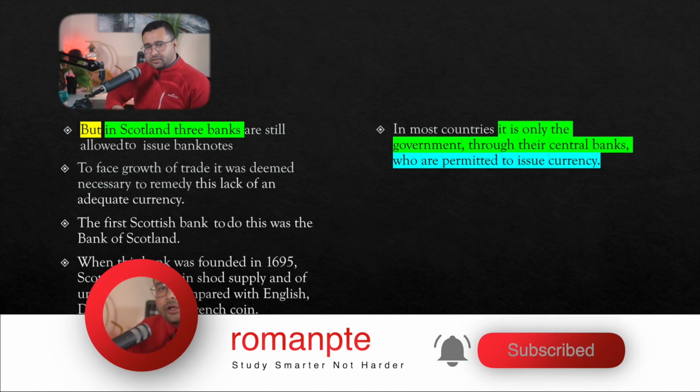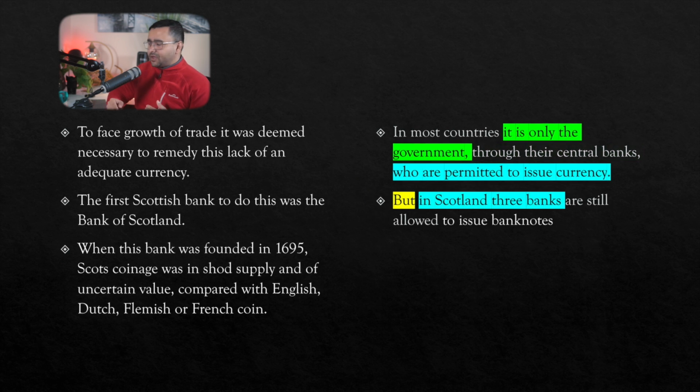In other countries it's mostly just one bank, and that's why they are related. And so I'll pull this sentence to the right hand side. Now, while looking at this sentence, what I can see is, but in Scotland, 3 banks, and then this part is coming from the previous sentence, and there is another part, are still allowed to issue banknotes.